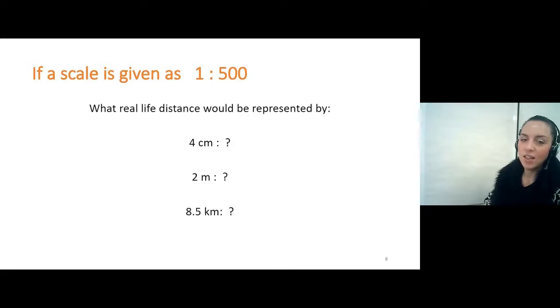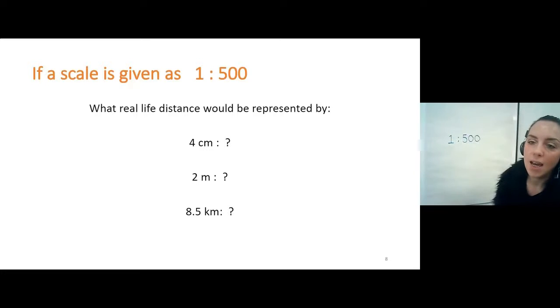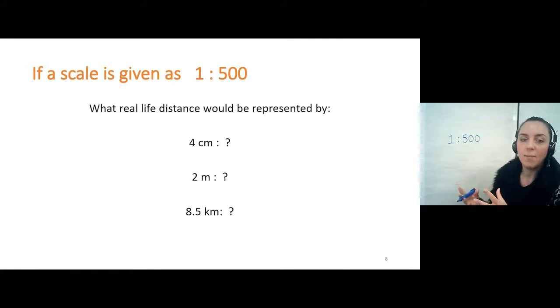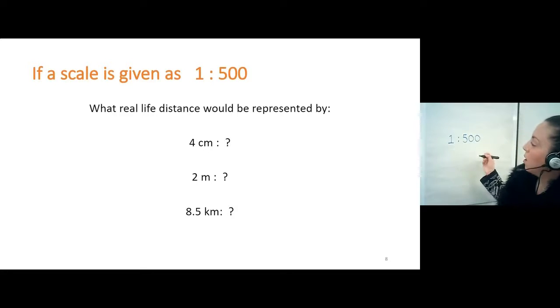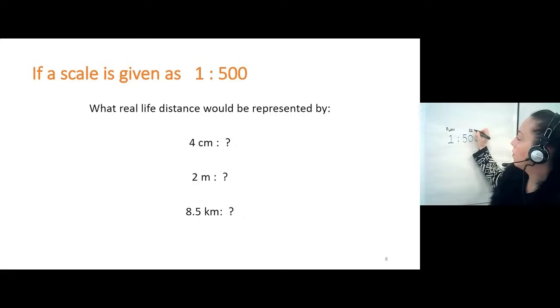So if a scale is given as 1 to 500. With scale, we don't always get a measurement, a unit. So this could mean 1 centimetre to 500 centimetres. It could mean 1 metre to 500 metres. You will know though from the question what we're working in. So the first one is, what real life distance would be represented by 4 centimetres? Okay, so this is our plan side. This is real life.